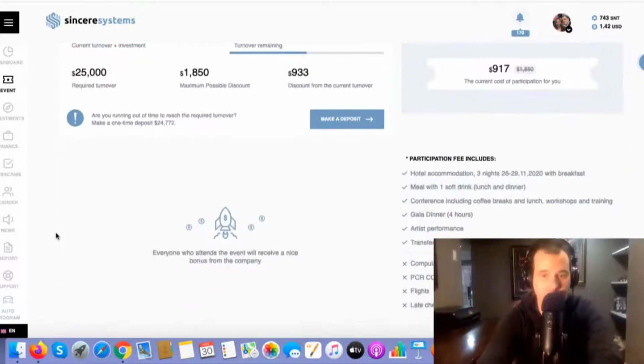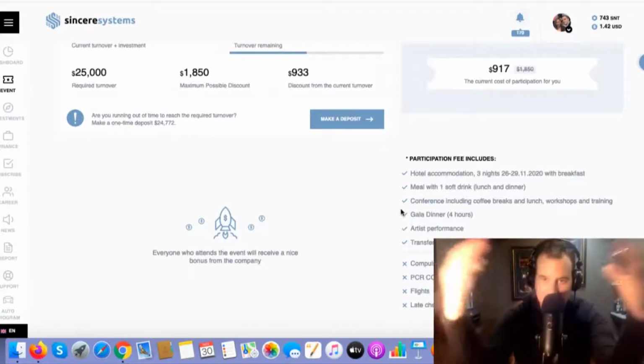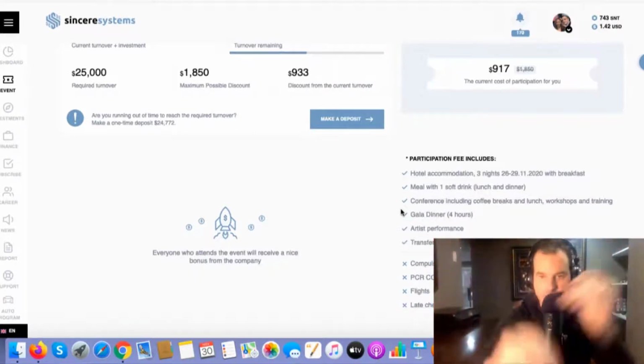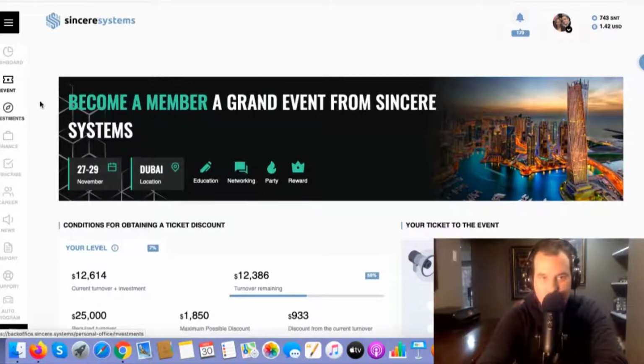And these events are awesome, guys. You get a hotel, you get all your food. Galas, it's more like an MLM style event, transportation from the airport back and forth, all that kind of stuff. Parties, they're like 3 or 4 days long. Tons of stuff. Okay. Next page here is the investment page.